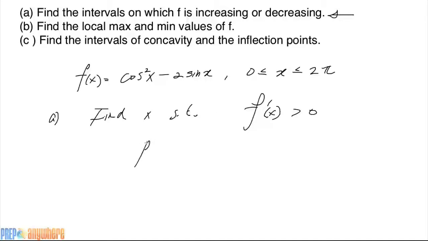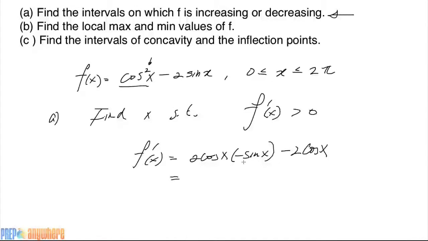So let's first find the derivative. You get 2 cosine of x times minus sine of x. This is by chain rule, right? There's two functions here, squaring and the cosine. Minus 2 cosine of x. Okay, let's factor out what's common. What's common is the minus 2 cosine of x. Minus 2 cosine of x here, minus 2 cosine x here, and you get a sine of x plus 1.